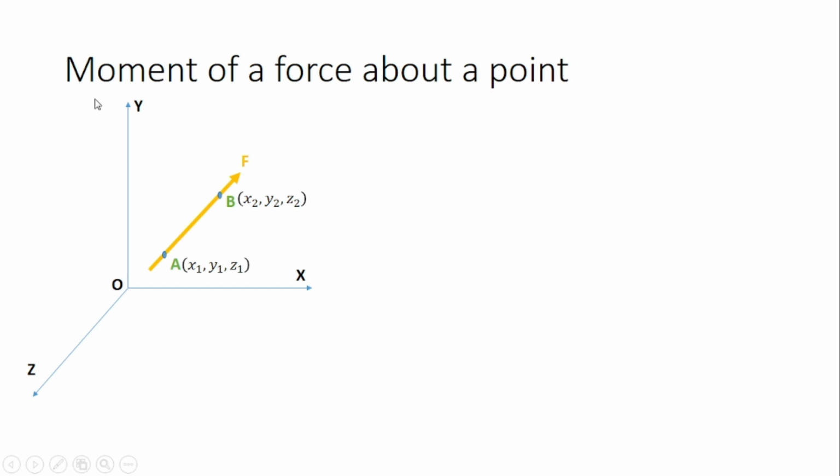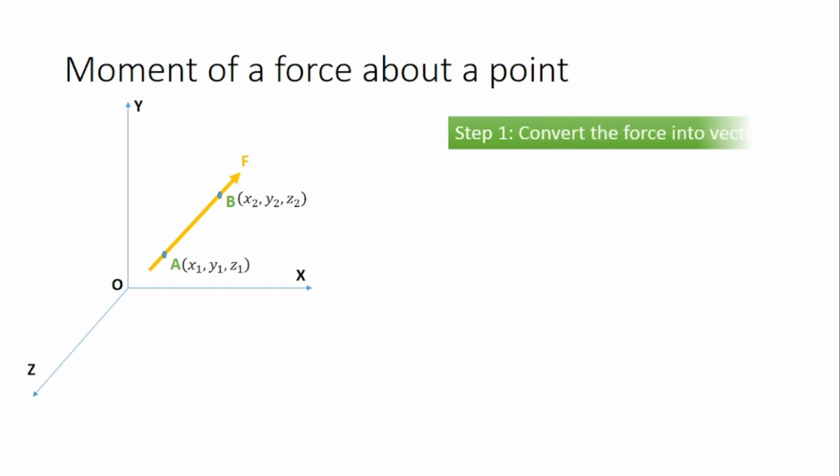Moment is a turning effect of the force and the unit of moment is Newton meter, that is force into perpendicular distance. We'll break down how to find the moment. So for that we should have certain steps. So first step is to convert the given force into vector form. Video 1 must watch. So F bar is equal to Fxi plus Fyj plus Fzk.